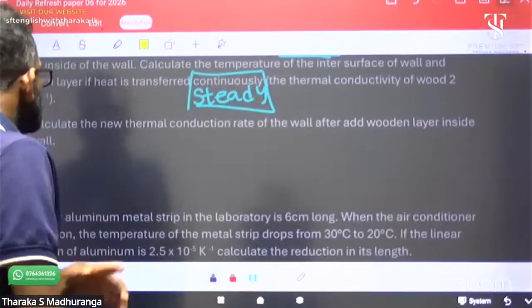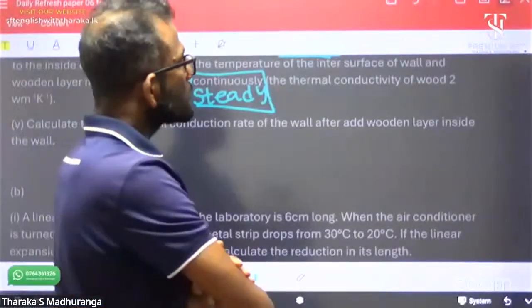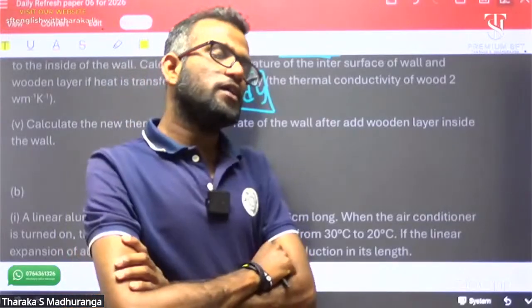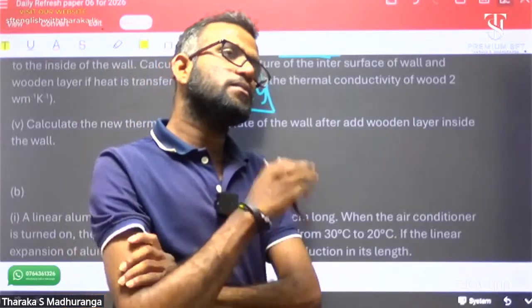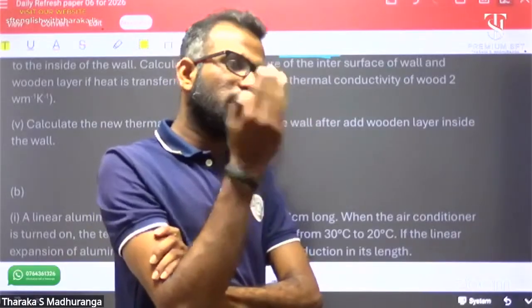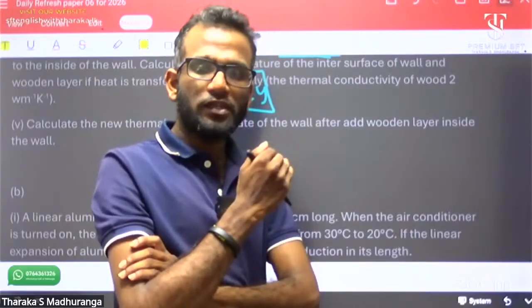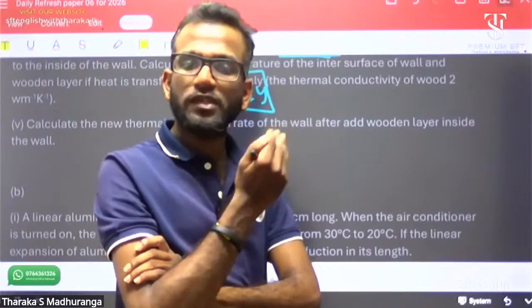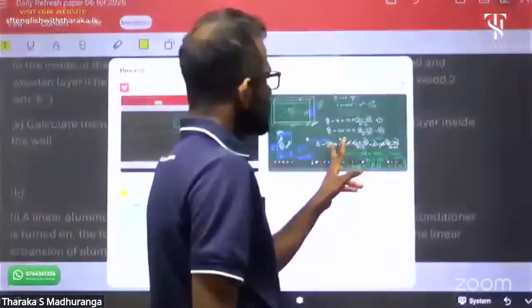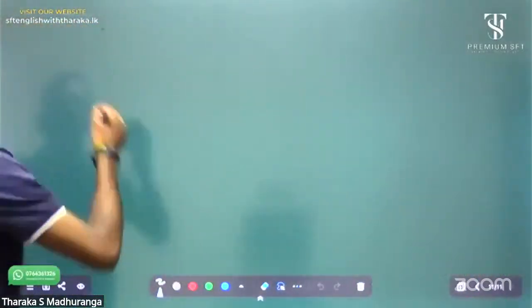The final question asks, calculate the new thermal conduction rate of the wall after adding a wooden layer inside the wall. When we add the wooden layer, if it is efficient, meaning it reduces the AC bill, what is the requirement? To reduce the thermal conduction rate. Let's see if it has reduced. We can check. Okay, final question for you.